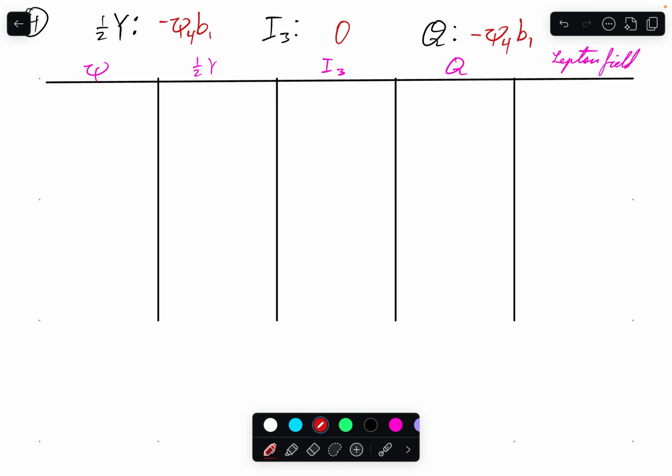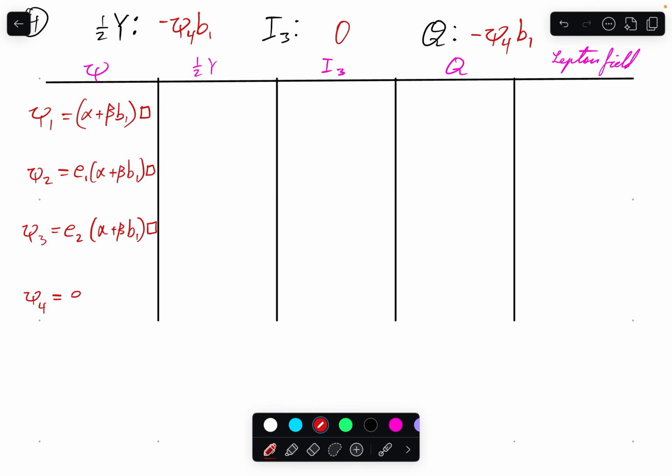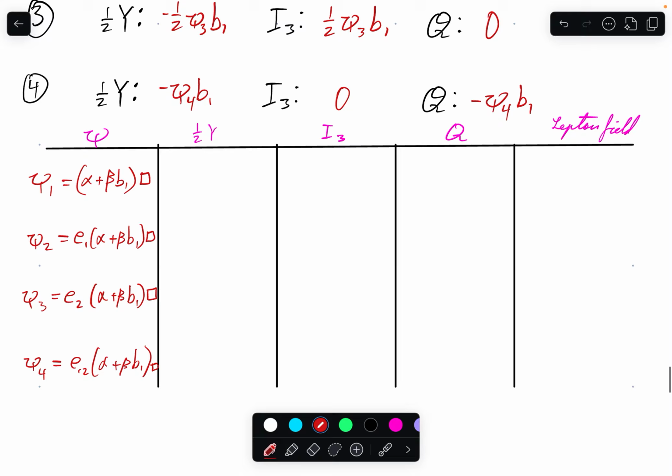So for our C1 equal to alpha plus beta B1 box, and then our C2 equal to E1 alpha plus beta B1 box, C3 equal to E2 alpha plus beta B1 box, C4 equal to E12 alpha plus beta B1 box. So these are all of our fields.